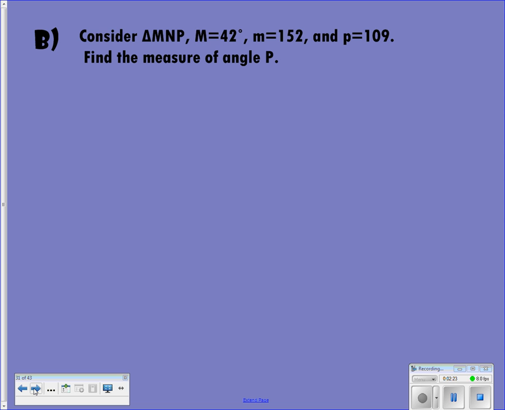Okay, so we'll try example B. I've got to find the measure of an angle in triangle MNP. So we'll start by drawing it, MNP. M is 42 degrees, and M, okay, so that means the side across from angle M is 152. And P, that's a little p, so that would go across from angle P, so that would go here, is 109. And I want to find the measure of angle P here. So I'm going to find my two pairs right away. I know the 42 is matched up with the 152, and then the theta is matched up with the 109. So I can make my proportions.